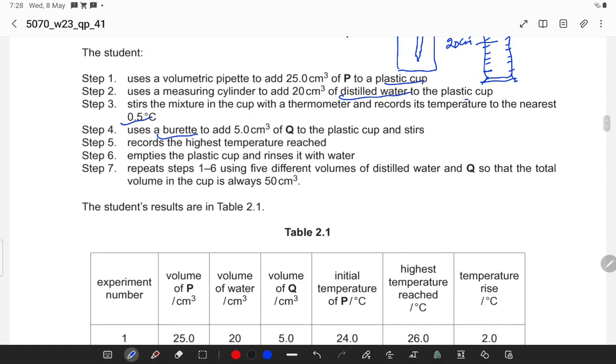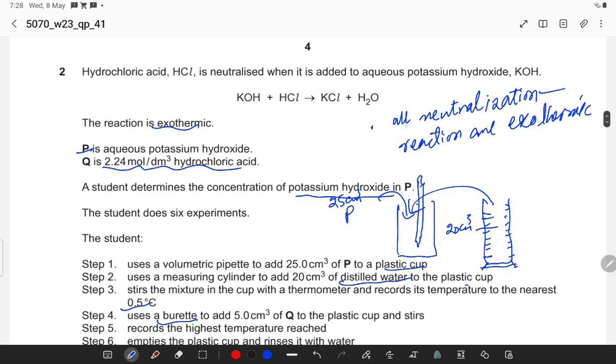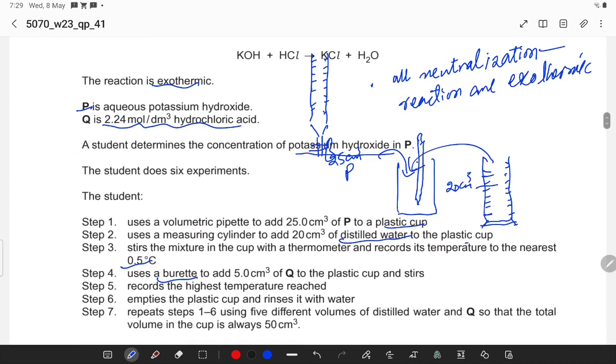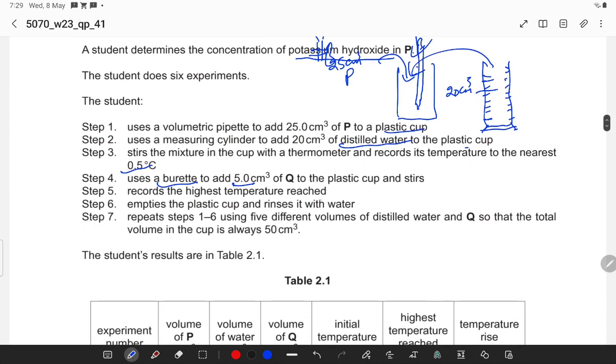Now use the burette. This is the burette. Use the burette to add 5 cm³ of Q, the hydrochloric acid, to the plastic cup. Record the highest temperature reached. Step 6, empties the plastic cup and rinses it with water.